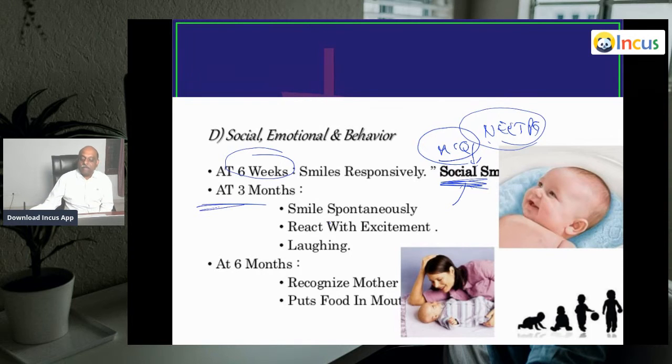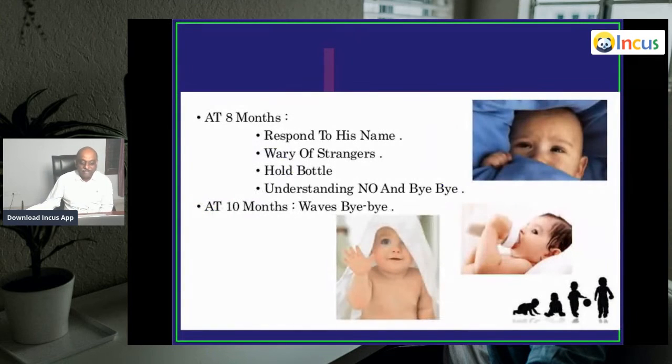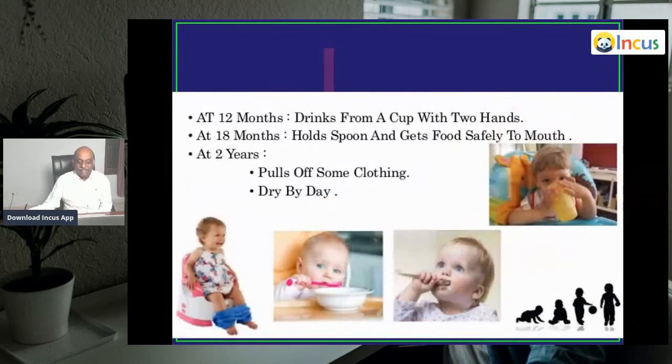At 3 months, he smiles spontaneously. He will be laughing. At 6 months, he will recognize the mother, even though her life is messed up in preparation for the entrance exam. At 8 months, he understands no and says bye-bye. At 10 months, he waves bye-bye. At 12 months, drinks from a cup with 2 hands. At 18 months, holds the spoon and gets the food safely to the mouth.